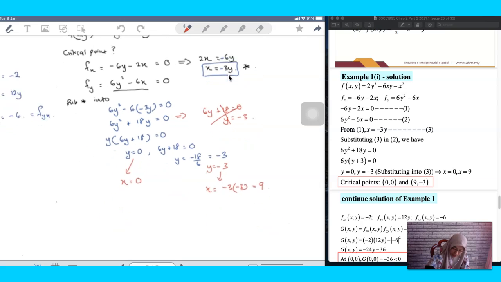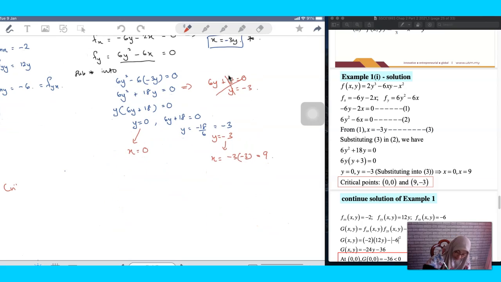Okay, so now you can say that the critical points are (0, 0) and (9, -3). So that is your first task: obtain the critical points. Next we want to see the nature. We want to investigate the behavior of these two critical points, whether they are maximum points, minimum points, or saddle points.